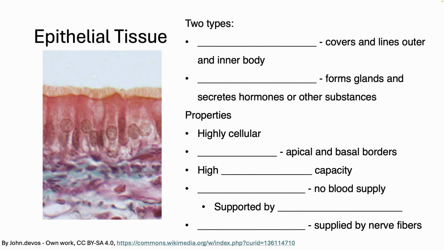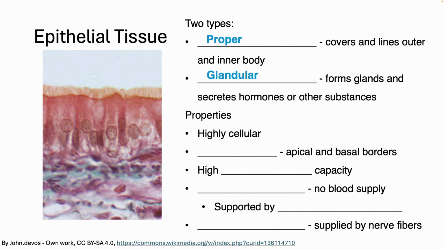So epithelial tissue lines and covers and generally organizes the body, helps to create order from what would otherwise be chaos. There are two basic types. There's the proper epithelial tissue, which covers and lines the outer and inner body. And then the other type that we haven't referred to is going to be the glandular. This is the type of epithelial tissue that forms glands that will ultimately secrete hormones and other substances.